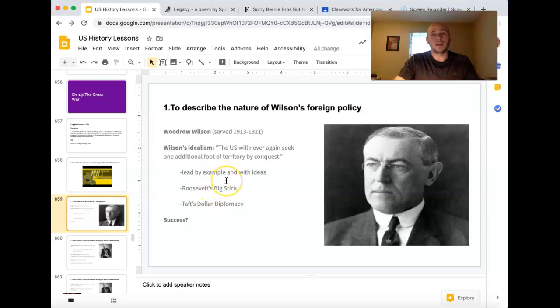His idea was he wanted the United States to lead by example. They'll see the ideas of democracy and all the things we do as a nation, and they'll want to be like us, and ultimately it can be a peaceful way of influencing the world and changing things. But how successful was he at that?